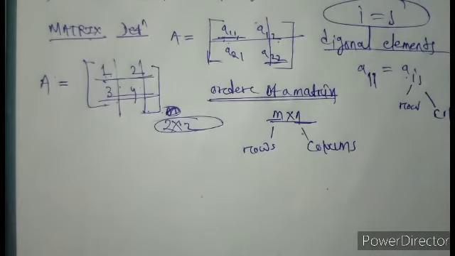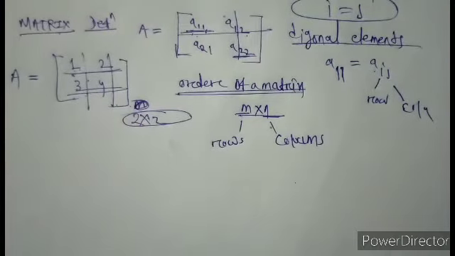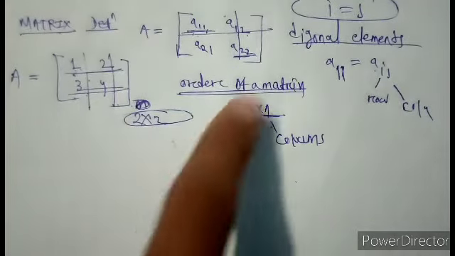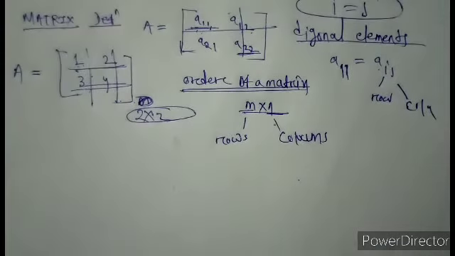Then we know the definition of matrix, we know what is called i, what is called j, and what is the position of Aij, that is i denotes row and j denotes column. Similarly here we know the order of a matrix, that is m cross n, where m refers to row and n refers to column.